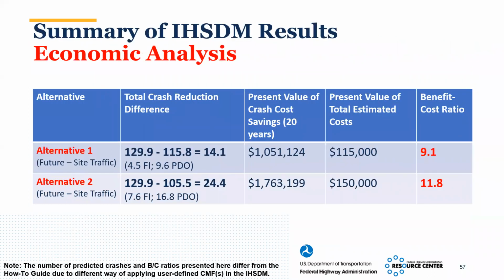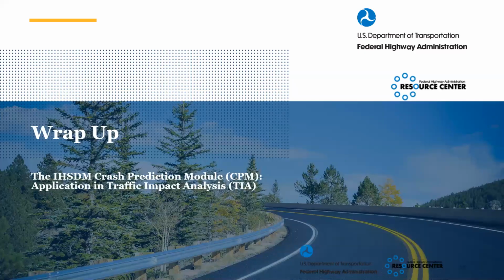And then again, looking at a summary table, alternative 2 produces better benefit cost ratio and is selected. Now I will pass again to Dave to wrap up. Thank you.